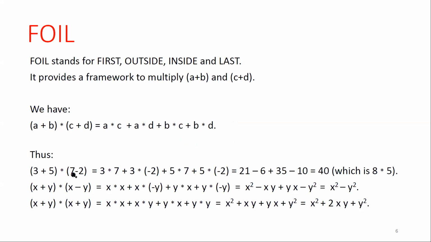So here's a couple of things to check. 3 plus 5 times 7 minus 2. How would you compute 3 plus 5 times 7 minus 2? That's really 8 times 5, which is 40. So we could actually compute it easily. But we could also do 4 terms. It would be 3 times 7, 3 times negative 2, then 5 times 7, and then 5 times negative 2. So 21 minus 6 plus 35 minus 10, which does equal 40.